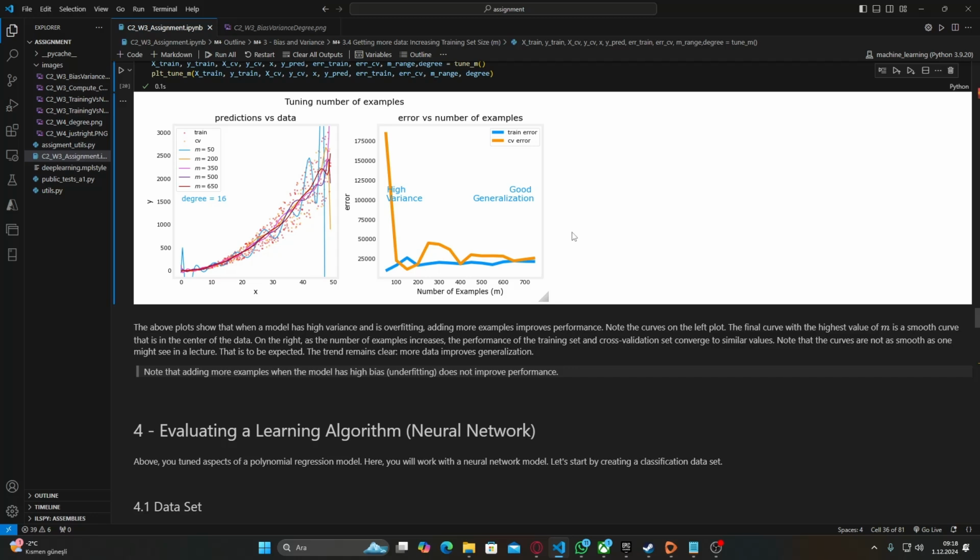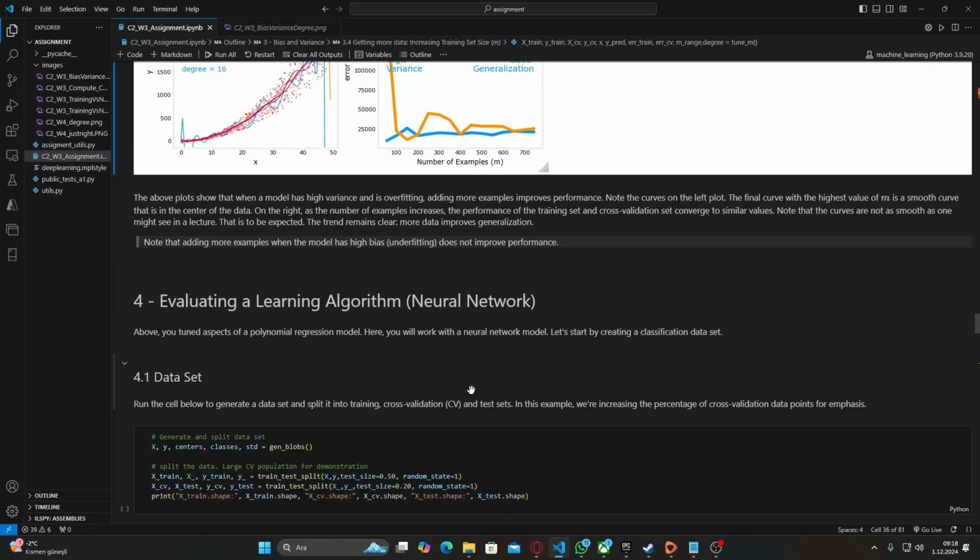Note that the curves are not as smooth as one might see in a lecture. This is to be expected. The trend remains clear: more and more data improves generalization. Basically, this is the most important sentence in here. More data improves generalization. Simply, I want to say this.